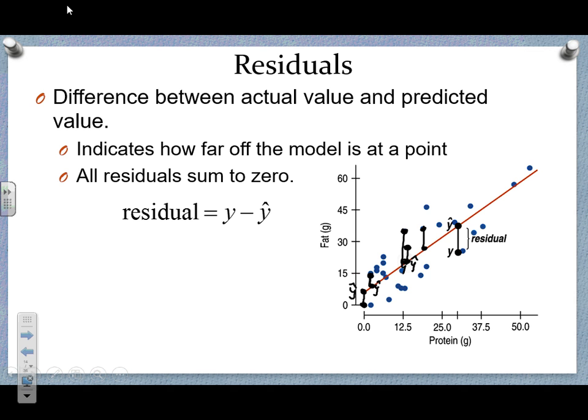They should all cancel out because that line should have overestimated as much as it underestimated. If it's in the right spot, those are going to come out to be 0 every time. Okay?